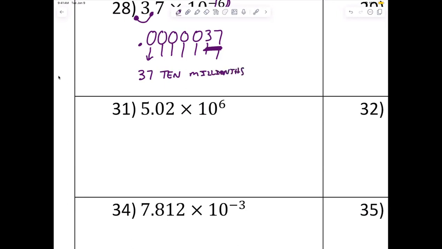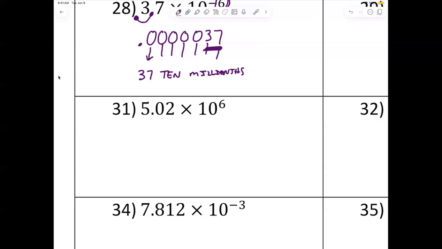All right, now I'm not expecting you to write that down. You don't have to write it down. I would just like you to be able to know the number. I don't want you to say 0.000037. I'd like you to say that's 37 ten millionths. Now I know you know your number system.